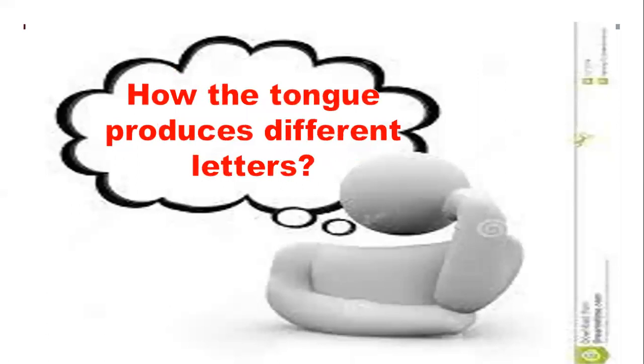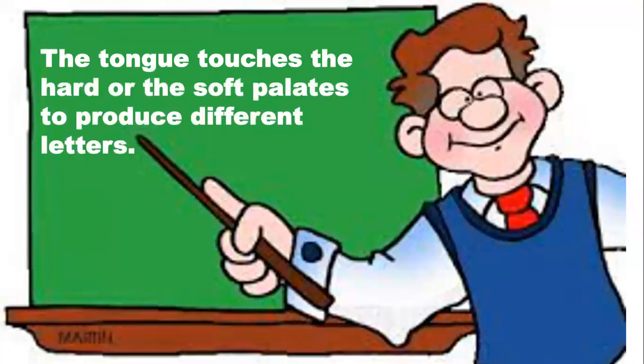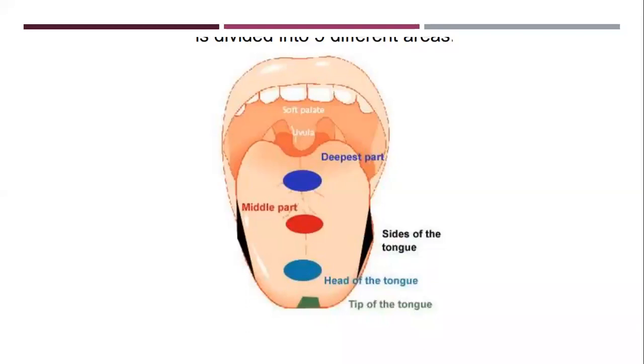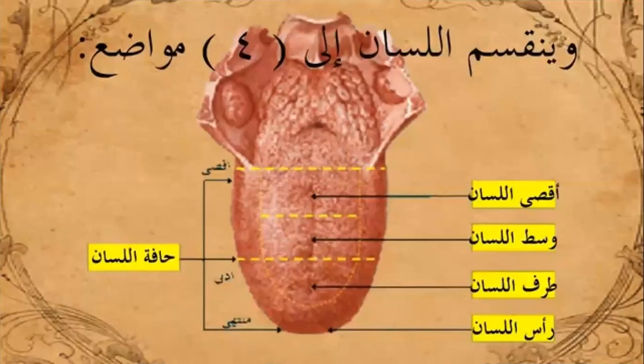How does the tongue produce different letters? The tongue touches the hard or the soft palate to produce different letters. The tongue has five areas: deepest part, middle part, side of the tongue, head of the tongue, and tip of the tongue. In Arabic, it's أقصى اللسان, وسط اللسان, طرف اللسان, رأس اللسان, حافة اللسان.